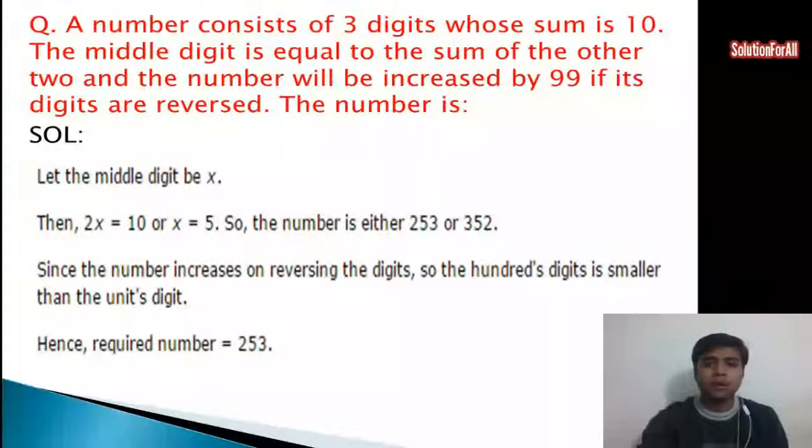It's very easy to know which. Since the number increases on reversing the digits, the hundreds digit is smaller than the unit digit, hence the number will be 253. So here's the answer. The question given here is too large, but the solution is quite easy, quite small. We just need to understand how to solve the question and what is the concept hidden behind the question. So 253 is the answer.